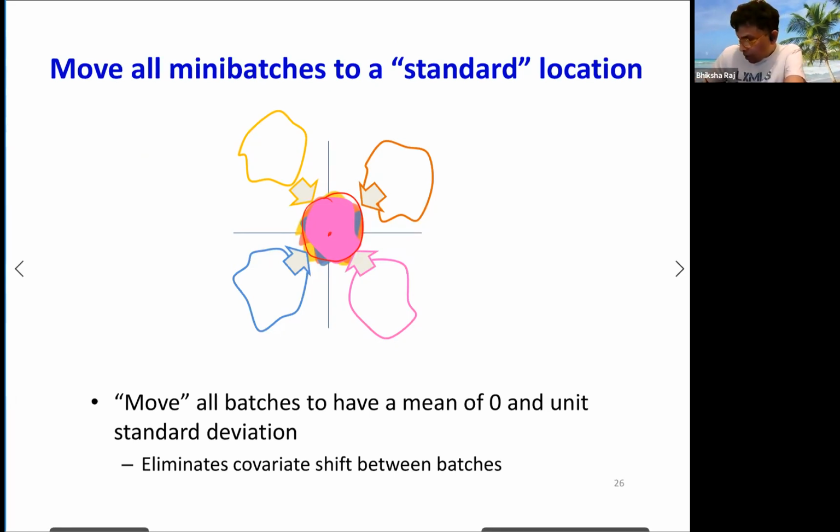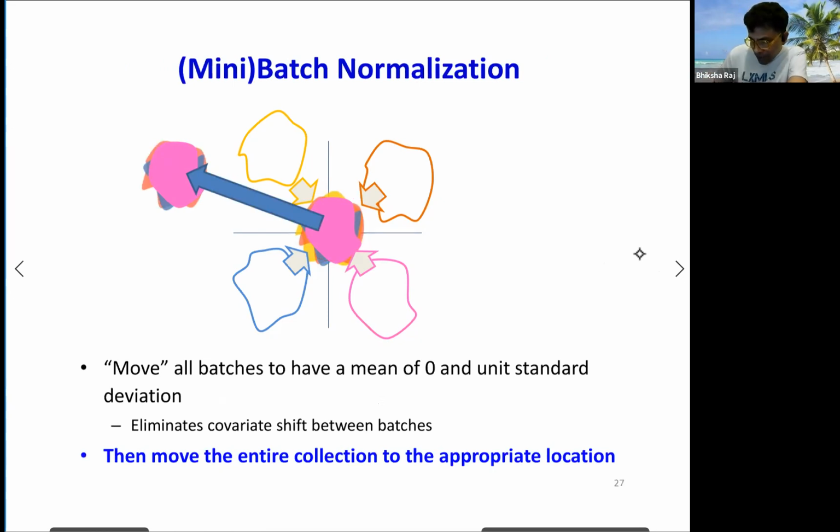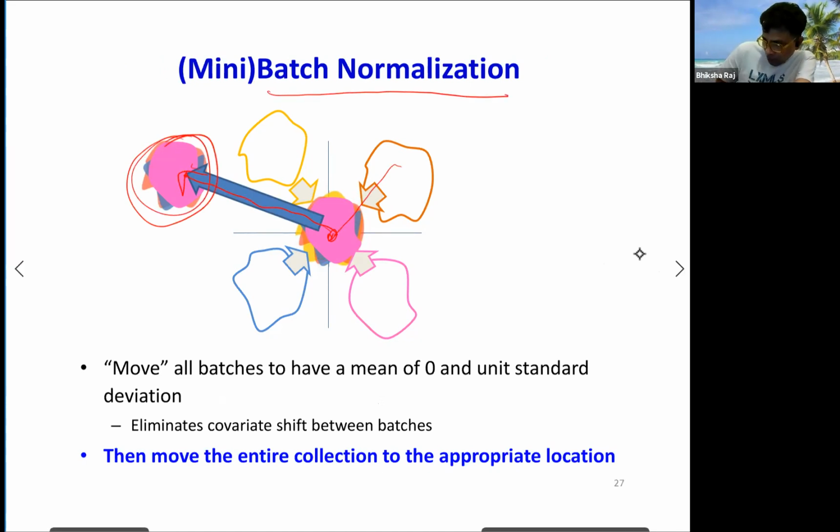And so this process of shifting all of the mini batches to a common location such that the covariate shifts between them are cancelled, and doing this by first moving all of the mini batches to the origin and then moving them all to a canonical shift to the standard location, is called batch normalization, or mini batch normalization. We generally do not use the term mini. We're just going to say batch normalization.